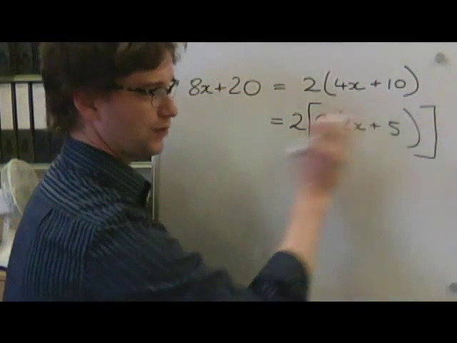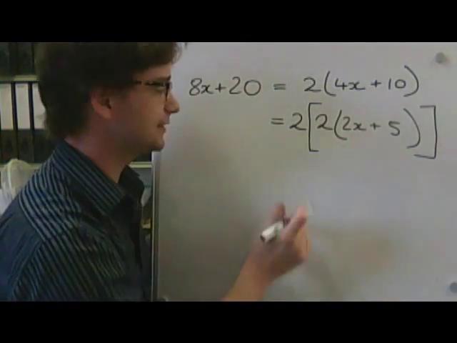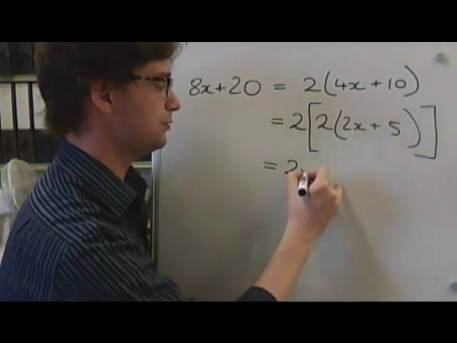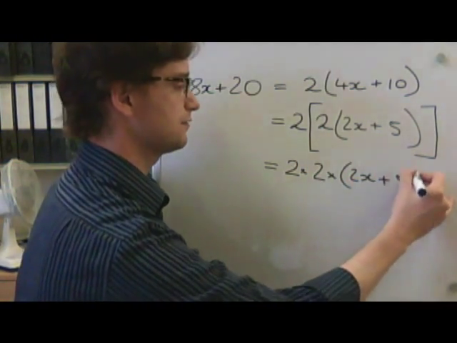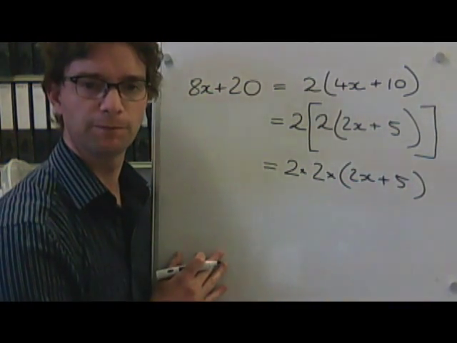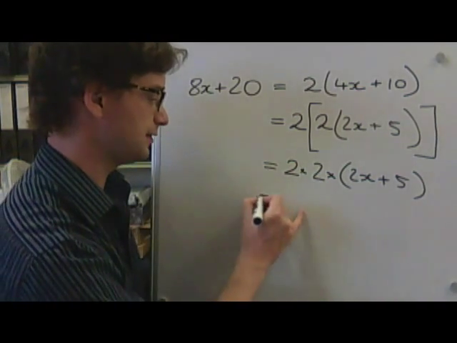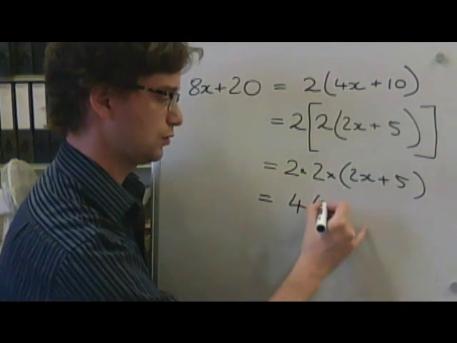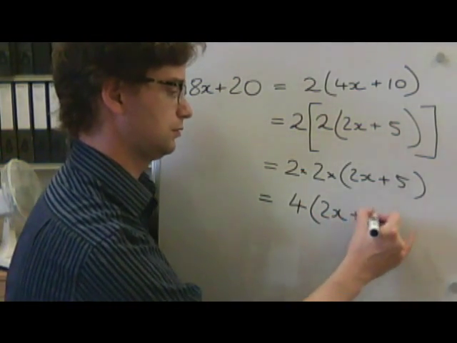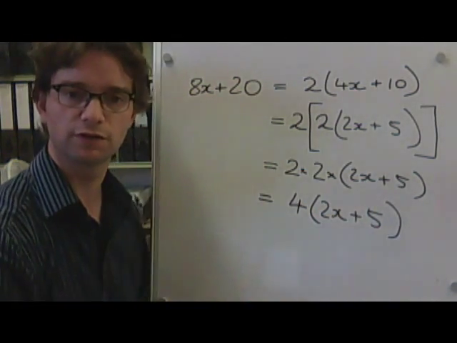What this whole sequence of complicated looking brackets actually means is 2 times 2 times 2x plus 5. Right? And I can just simply say, well, I'll make that 4. 2 times 2 is 4. 2x plus 5.